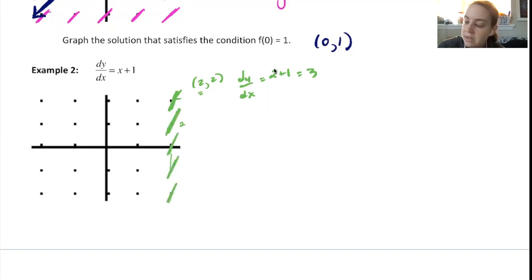Now, if I come over here to the left one column, all of these have an x coordinate of 1. So 1 plus 1 gives me a slope of 2. So it's not quite as steep as the slopes that I just drew. All right. Everything here, switch colors back, has an x coordinate of 0. So 0 plus 1 gives me a slope of 1. So all of these have a slope of 1.